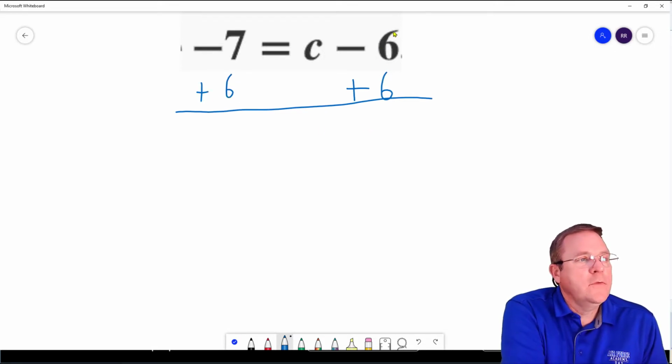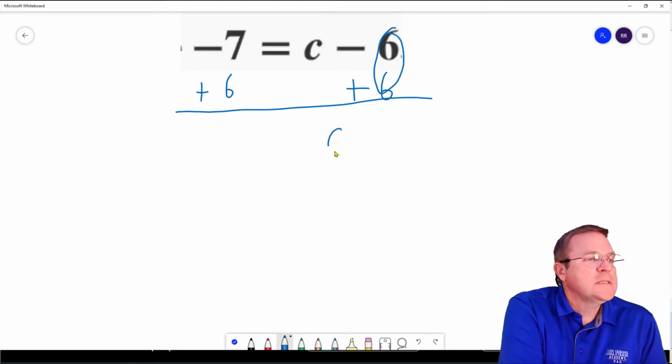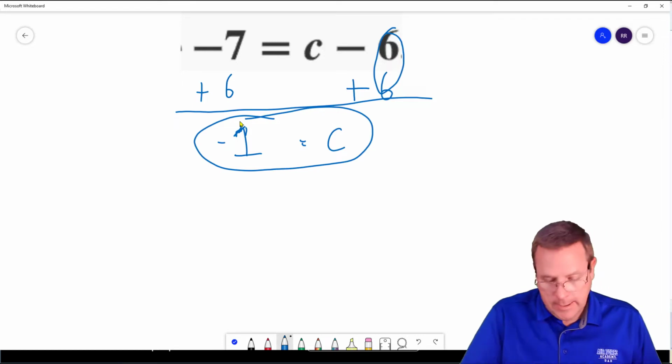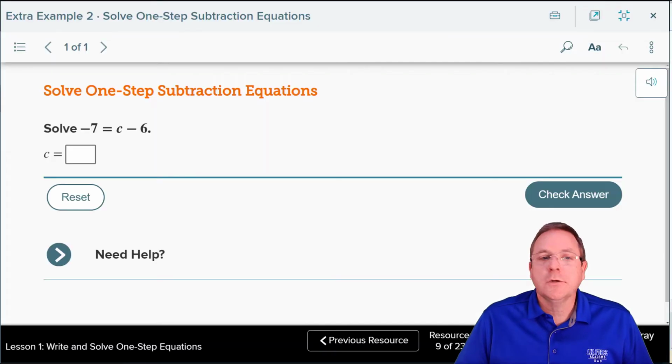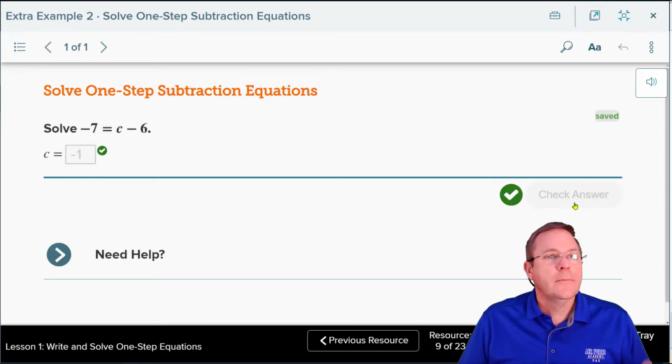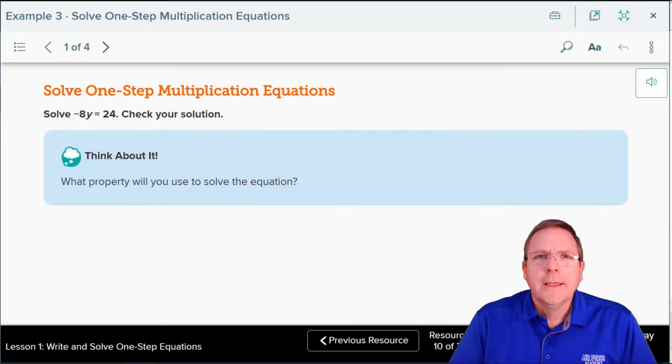Negative 6 plus 6 zeros each other out. C minus 0 becomes c. And then over here, negative 7 plus 6, signs are different. Find the difference, which is 1. And the sign in front of the larger number goes in front of the answer, making negative 1 your answer. Jump back over here, type in our negative 1, and check, and we get the correct answer.